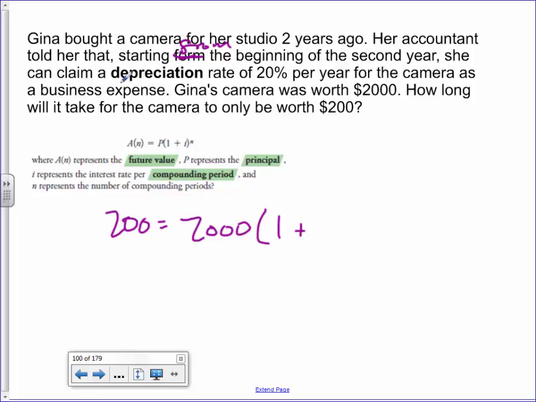But here's the thing, though. We are depreciating by 20%. So rather than 1 plus, we're going down. We need to go 1 minus 0.20. It needs to go down by 20% every year.